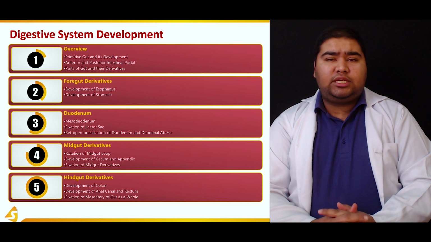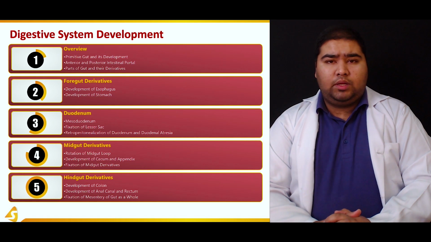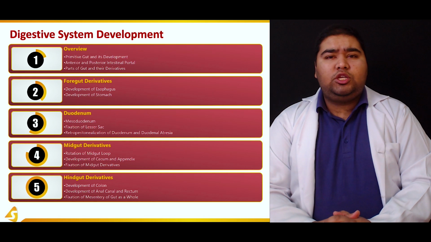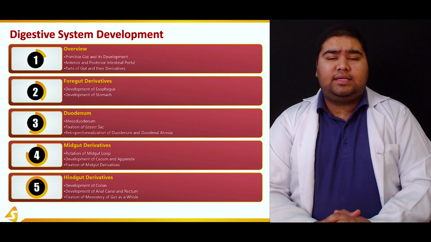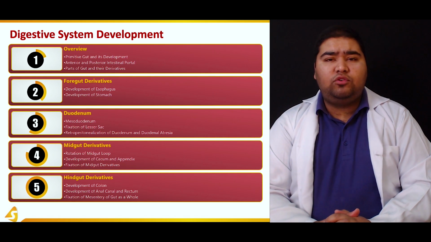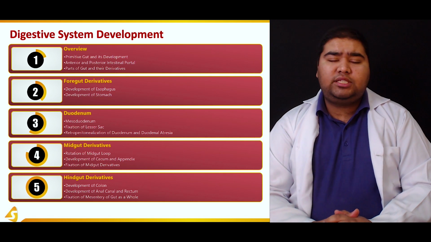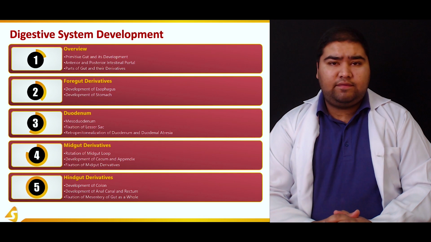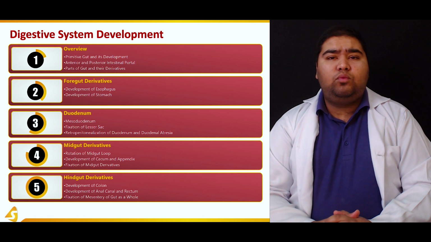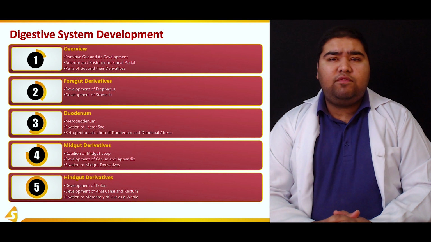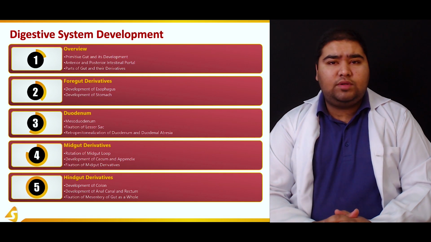Then, in the third section, we'll be talking about the duodenum. We'll see how a small tube moves to the right, attains C shape, and forms 4 different parts having different functions. In the fourth section, we'll be talking about the midgut derivatives, in which we'll see what adult structures are actually formed by the midgut loop, which was actually in communication with the yolk sac.